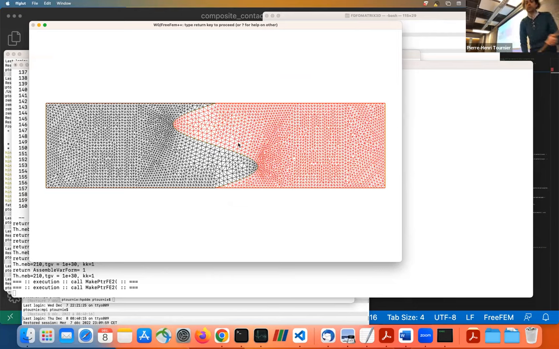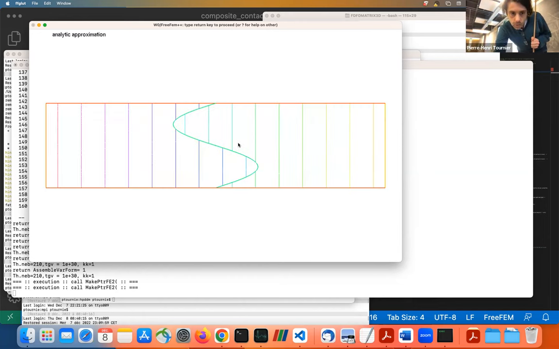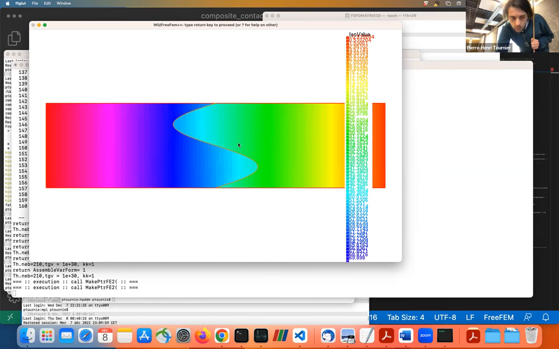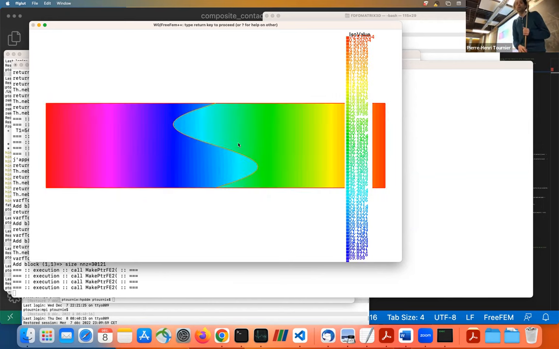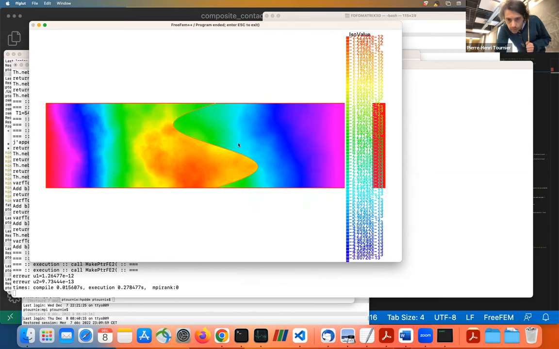Voilà. Here I show you, you have the first domain with omega 1 and omega 2 here. In this case I use conformal meshes between the two domains, and in this case you can have an analytic approximation. So here is the solution you obtain with the previous method. And here is the solution we have with the composite problem. So you can see that you have the same, and here I show you the difference between them, and you see that there is no difference between the two methods, with composite F space and the variational form used with boxes.